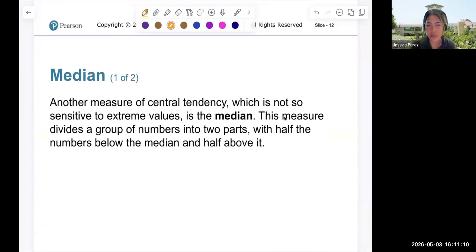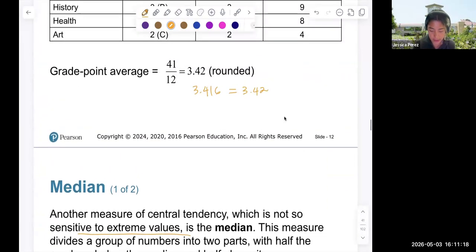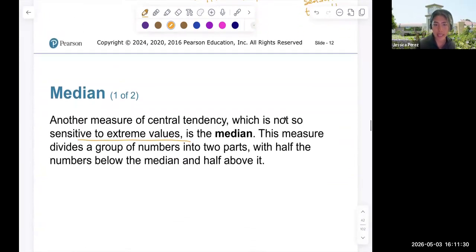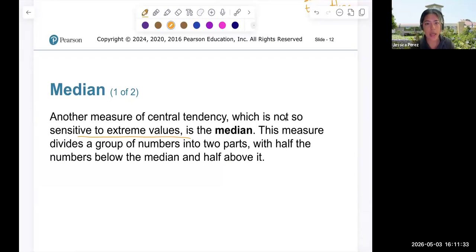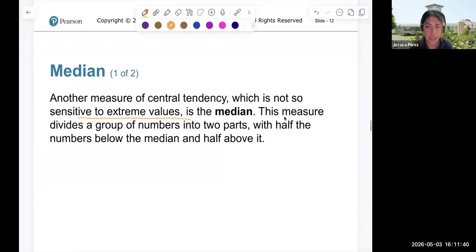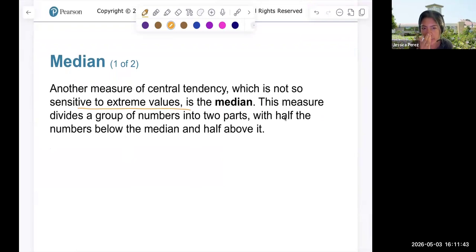Now, another measure of central tendency, which is not so sensitive to your extreme values, is actually the median. So why is it saying not sensitive? Because the mean is sensitive to outliers. So if you have data that's kind of off, it's highly sensitive, whereas the median is not so sensitive. Since it's only the middle number, it's really not affected by the greatest number or the smallest number. So we look at the median. The median is the measure that divides it into 2 parts. So it's actually half.